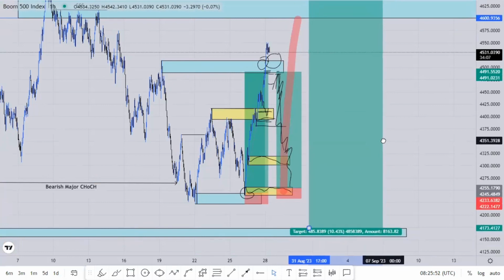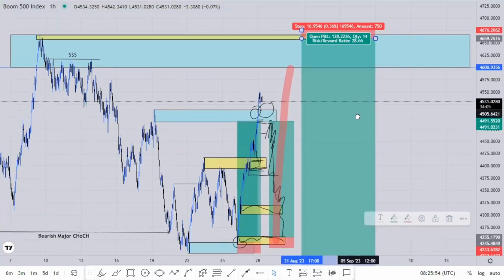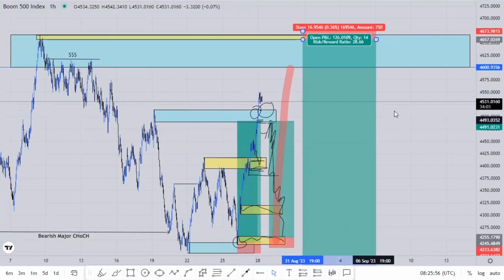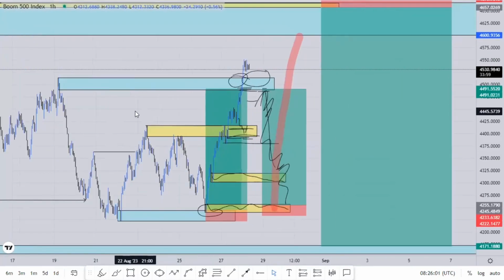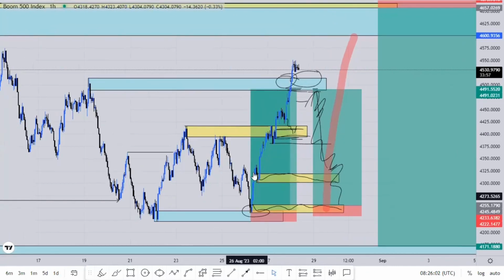Those that are in the mentorship class, you know what I'm talking about. So the move has already happened on Boom 500. This was the move according to the current internal order flow here. The entry or the move was this one.